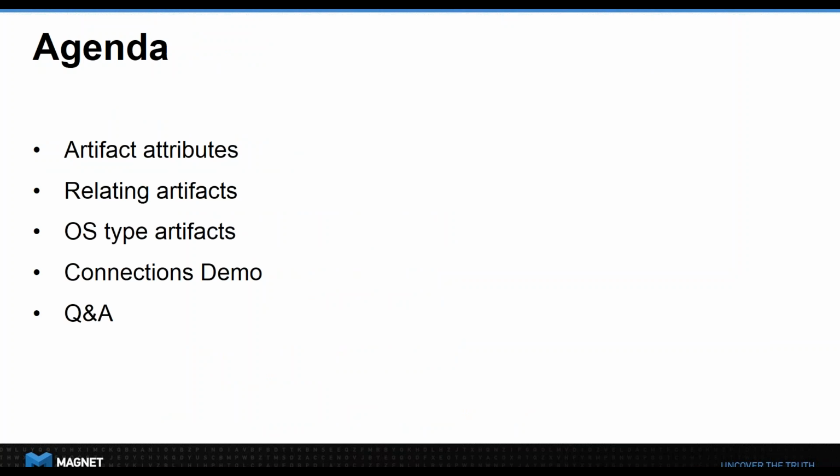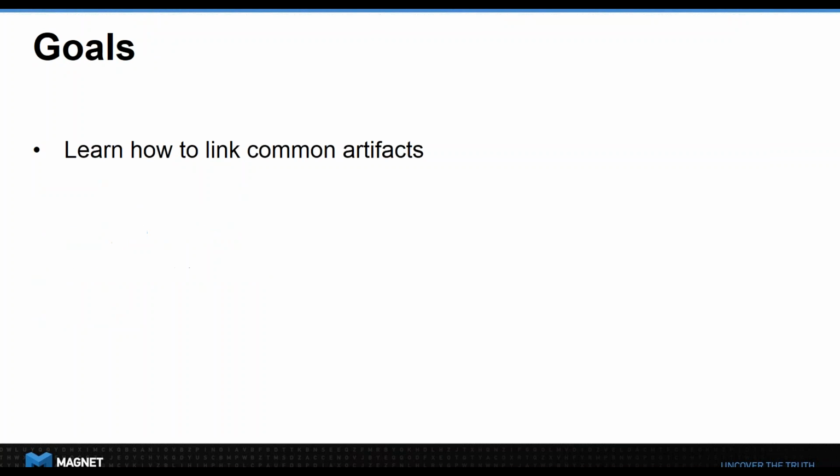So what are we going to talk about today? Today we're going to talk about what artifact attributes are, and how we can relate artifacts based on those attributes. Then we'll talk about some operating system type artifacts that are worthwhile to use in correlating data. And then I'm going to show you what we've been working on for quite some time and just released in product about 3 weeks ago called Connections, that's part of Axiom, that makes the correlations of these artifacts simple to do and to present. And then we'll take some questions.